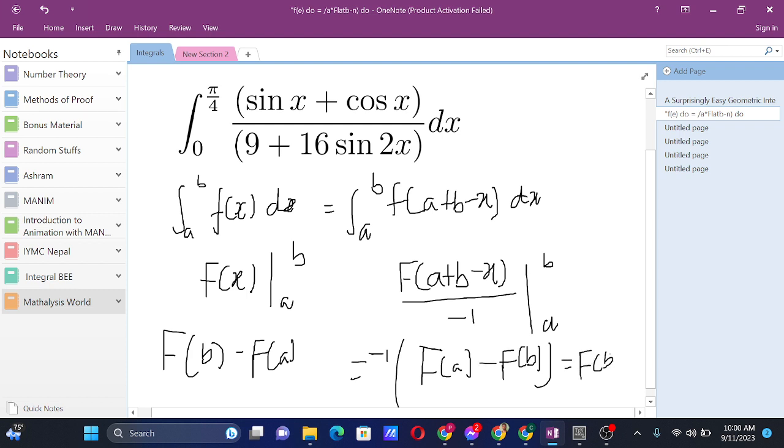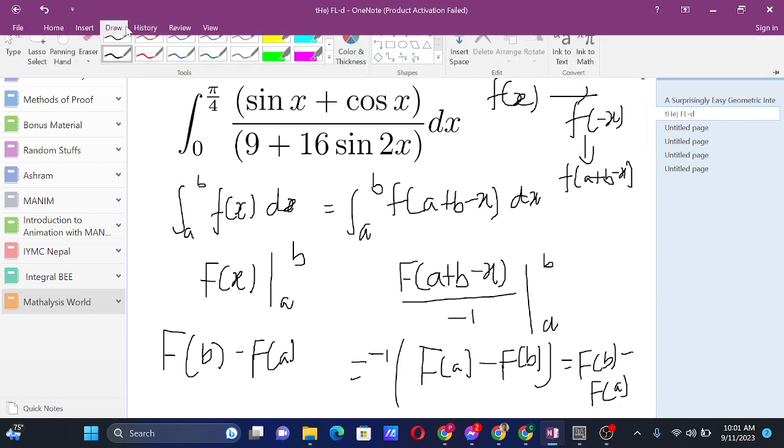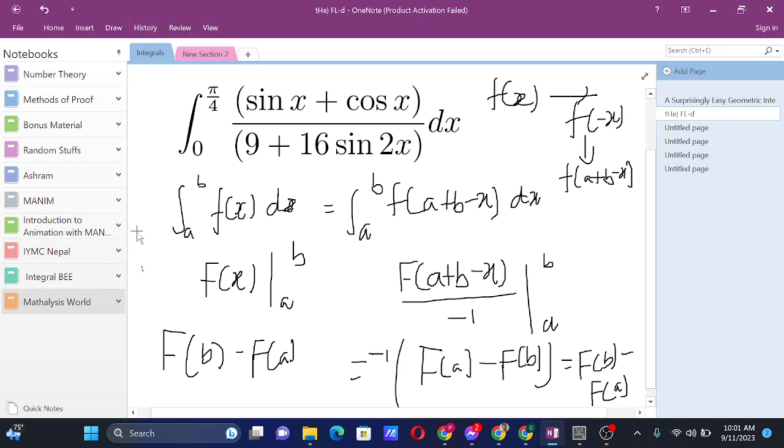Or if you want to see it geometrically, we first have f of x, and then we reflect it on the y-axis to get f of minus x, and then shift by a plus b to get f of a plus b minus x. Using this transformation, you can see how it actually works. I guess this algebraic proof is okay for you to be convinced that King's rule is true. Now let's move to the problem.